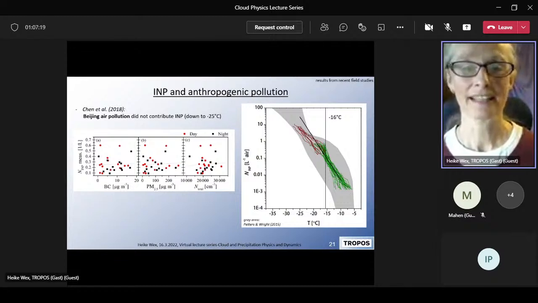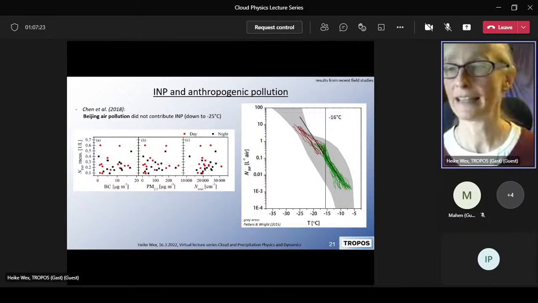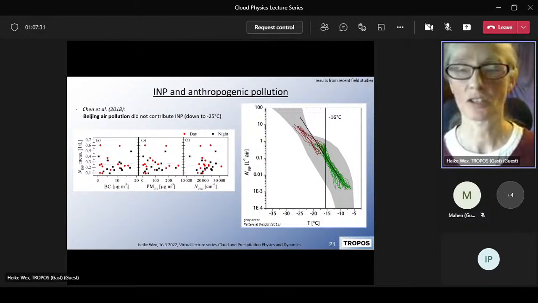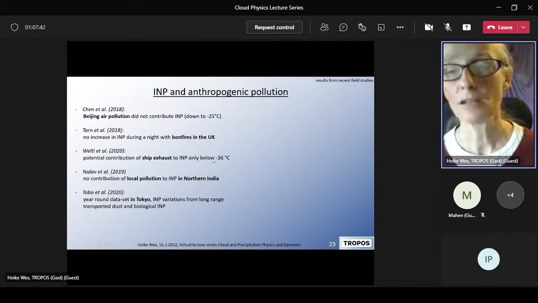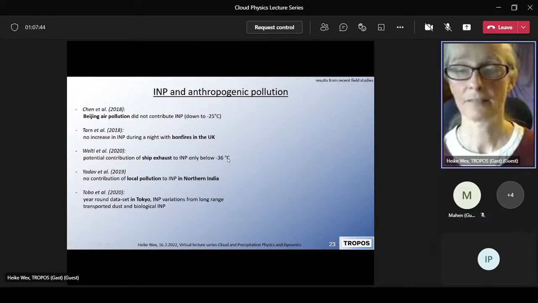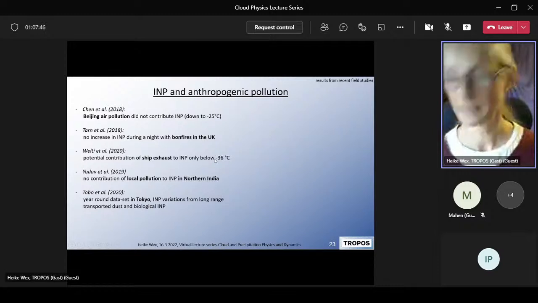So the other thing is Tarn et al., they measured during a night with bonfires in the UK, and you see concentrations in the afternoon before the fires, concentrations in the night of the fires, they were similar. So the same conclusion, no contribution from the fires. Others concluded that as well. Belty et al. says there was no contribution to INP from ship exhaust, maybe below minus 36 degrees Celsius, but that's almost outside of the mixed phase cloud regime.